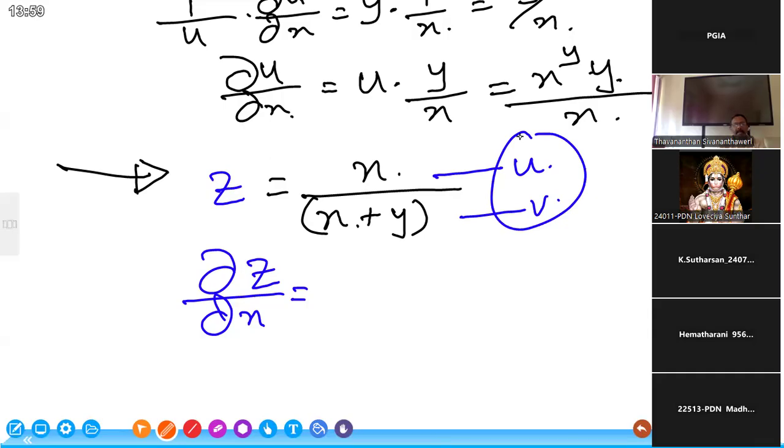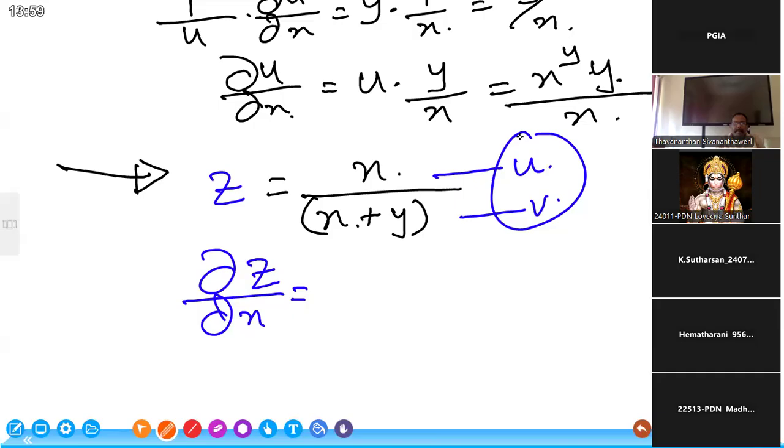Today, holiday attendance is a little less compared to yesterday. Almost 20-30 people are missing. 20-30 people are missing. Why? What is the reason?